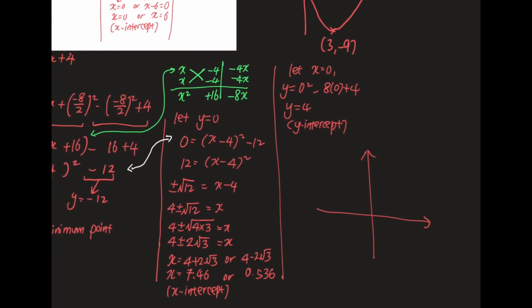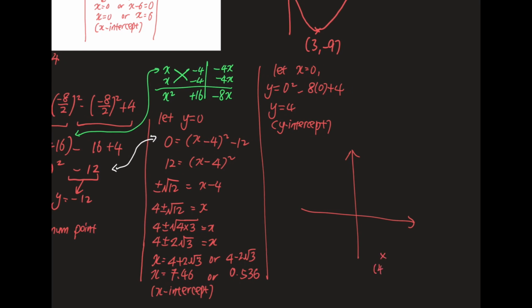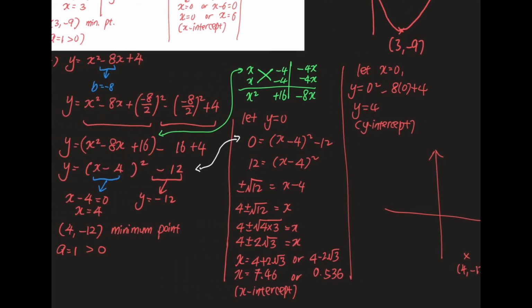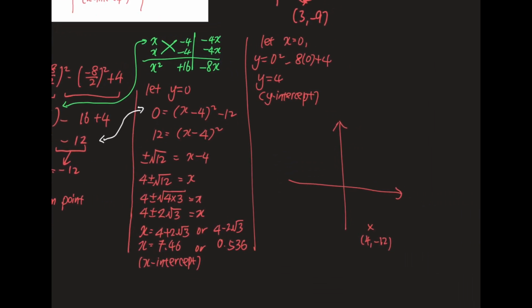Minimum point 4, negative 12. And then like this. Almost done already. Okay, now 0.536 and then 7.46, and then the y-intercept is 4. x. Okay, so we get the graph ready.